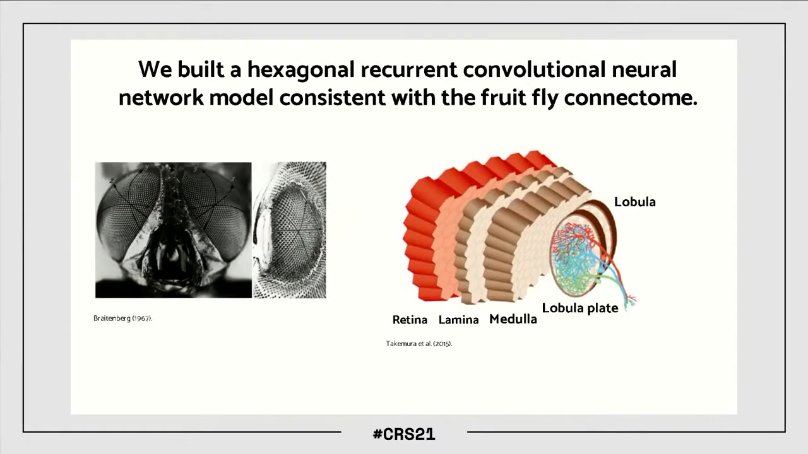To constrain CNNs with the connectomic data, we use the hexagonal arrangement and columnar architecture of the fruit fly visual system. Here you can see that the photoreceptor cells in the retina of the fruit fly are arranged hexagonally in these visual columns. This hexagonal arrangement is also preserved downstream in the axons and the dendrites, which build these distinct subregions of the optic lobe, the visual system of the fruit fly.